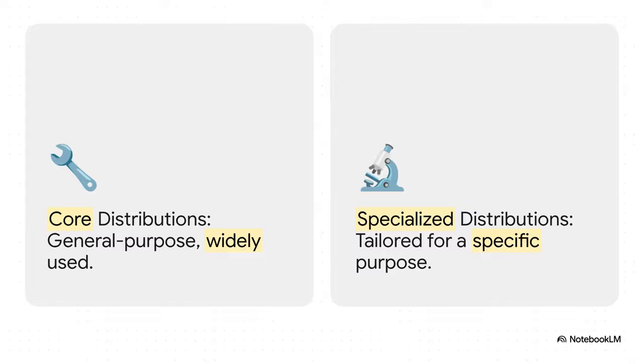Here's the easiest way to think about it. Core distributions, they're your all-purpose toolkits. Kind of like a Swiss Army knife. They can do a little bit of everything really well. Specialized distributions, though, they're more like a surgeon's scalpel. They are designed with incredible precision for one and only one specific job.